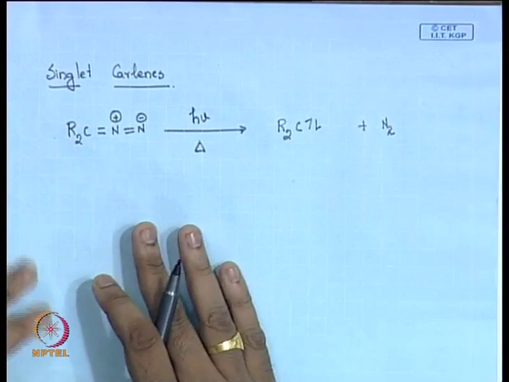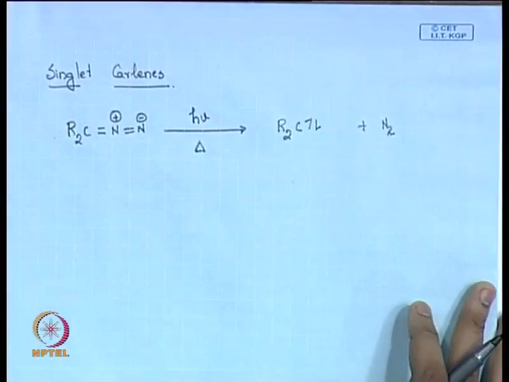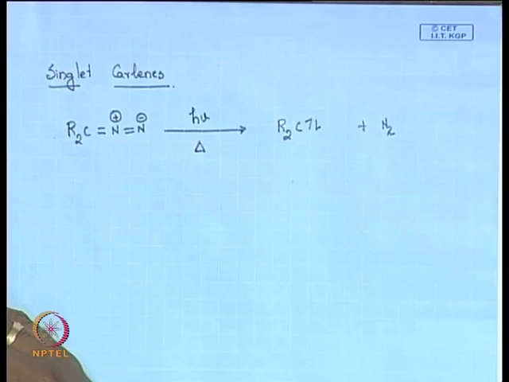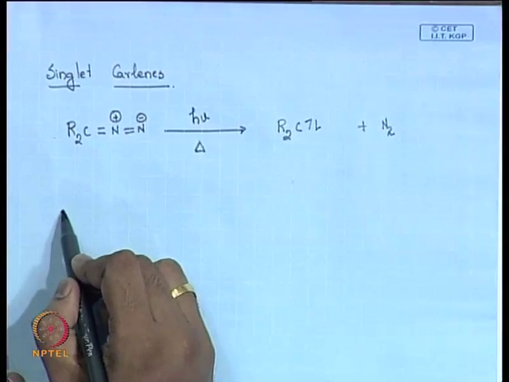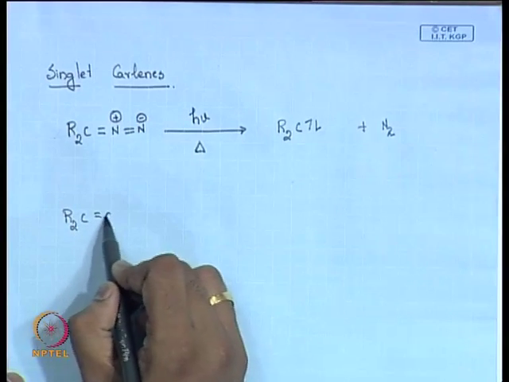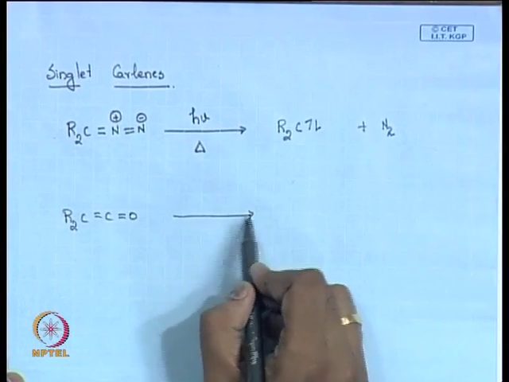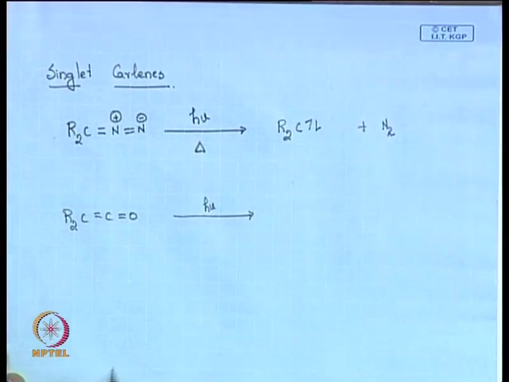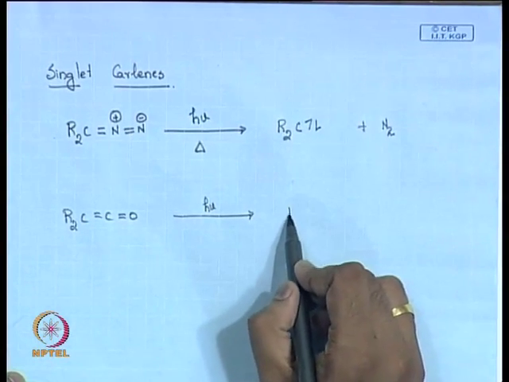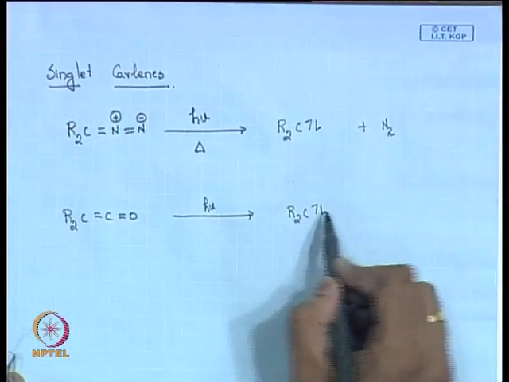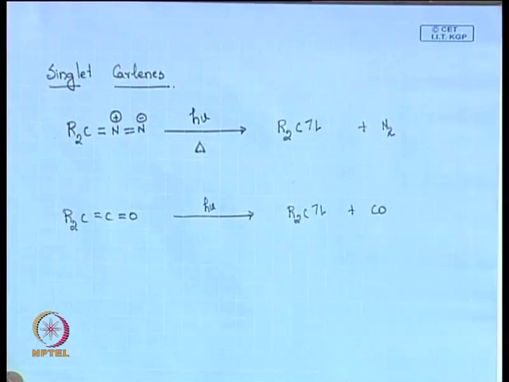I hope that you have studied all these things, we just want to refresh it. So, you get the idea. Any other synthesis which you think of? From ketene you can synthesize, right. Again you can take a ketene, you photolyze them, so you get your singlet carbene. Fine.